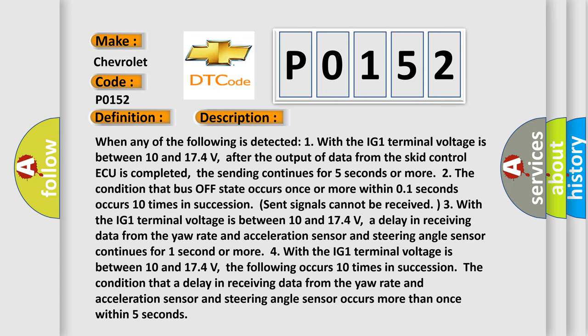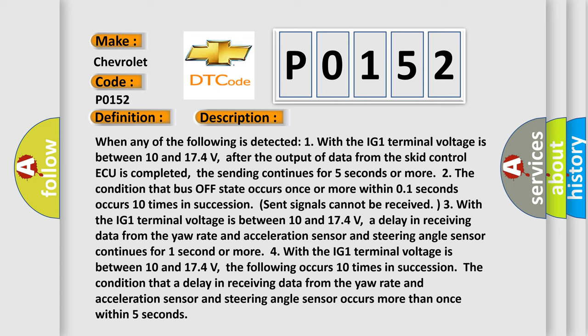3, with the IG1 terminal voltage between 10 and 17.4 volts, a delay in receiving data from the yaw rate and acceleration sensor and steering angle sensor continues for 1 second or more. 4, with the IG1 terminal voltage between 10 and 17.4 volts, the following occurs 10 times in succession: the condition that a delay in receiving data from the yaw rate and acceleration sensor and steering angle sensor occurs more than once within 5 seconds.